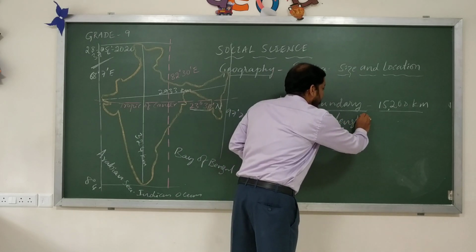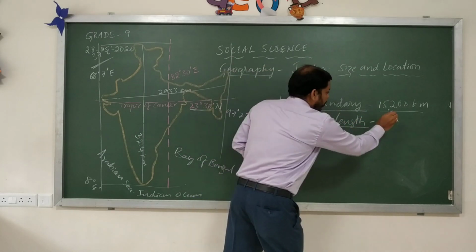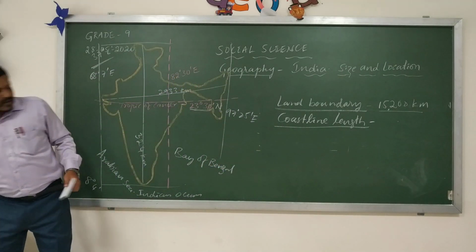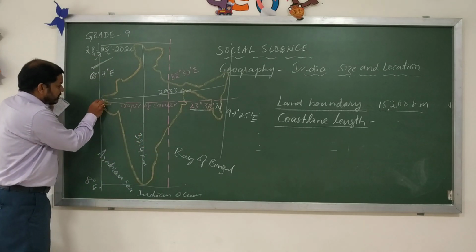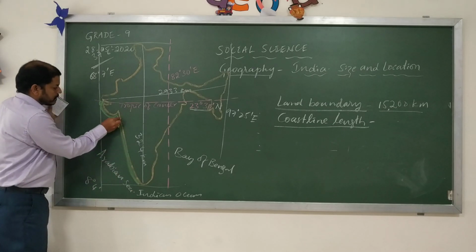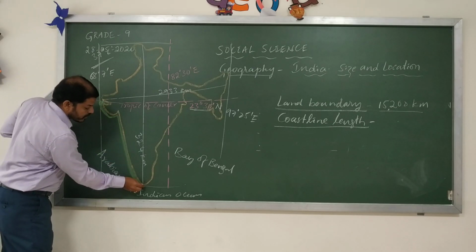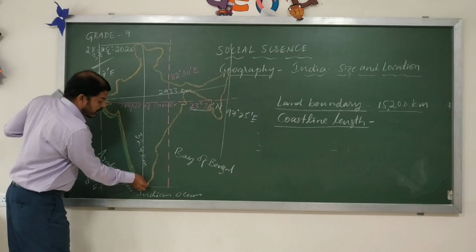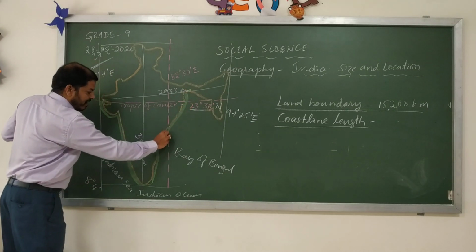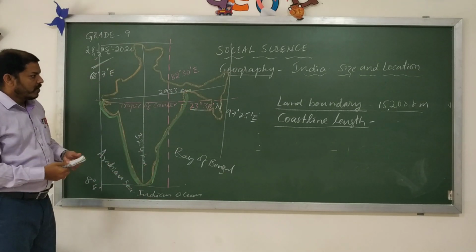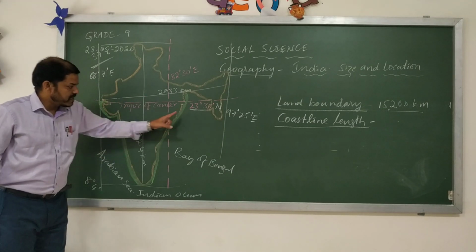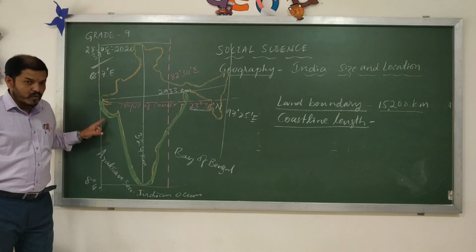The coastline length of the country. Okay, I want to mark and show you people the coastline. From here, we know that the Gulf of Kutch to Kanyakumari. Next, Kanyakumari to the Sundarbans Delta in Bengal. Okay, this is the coastal boundary we have. We know that India is a peninsula, and on three sides we have coastal area.